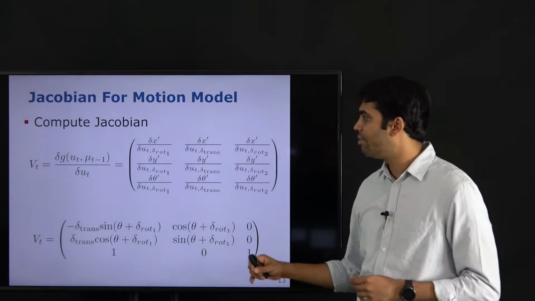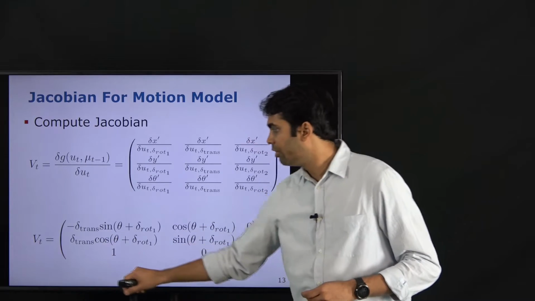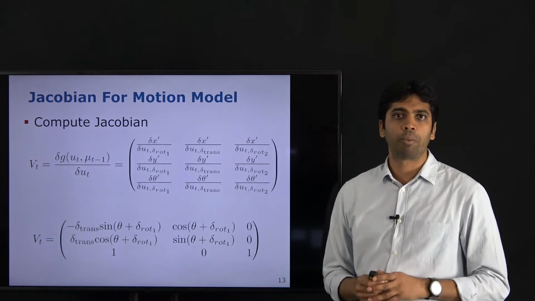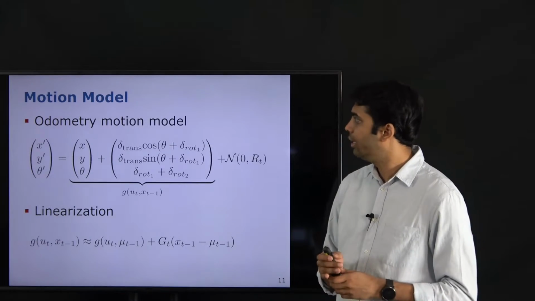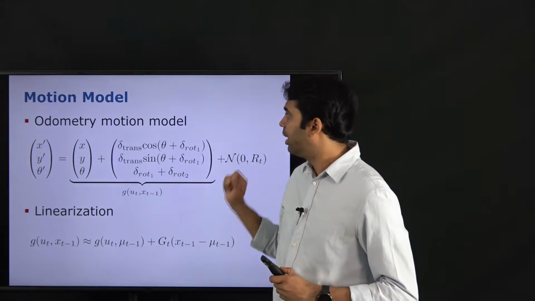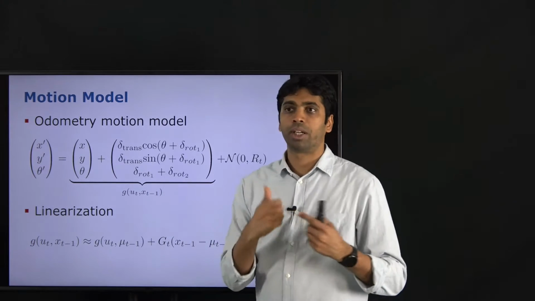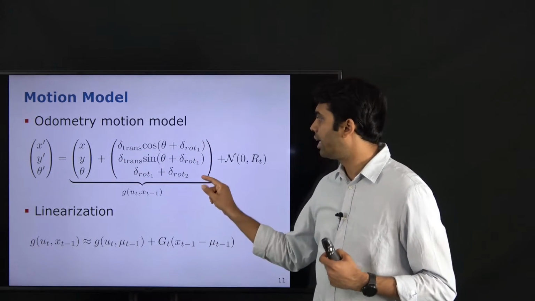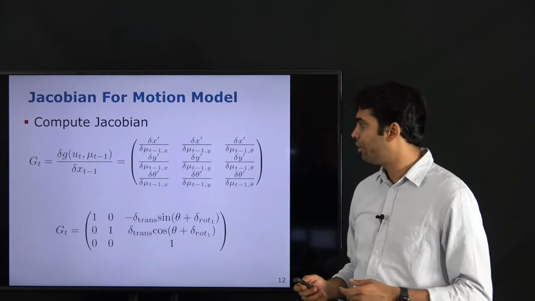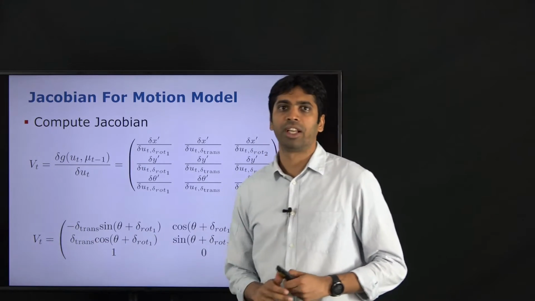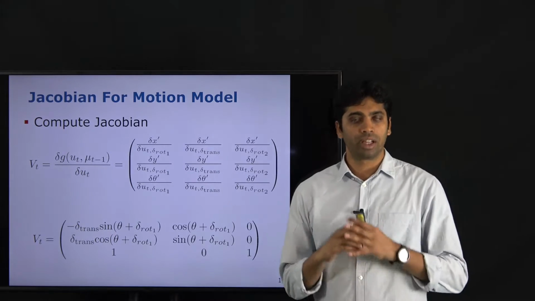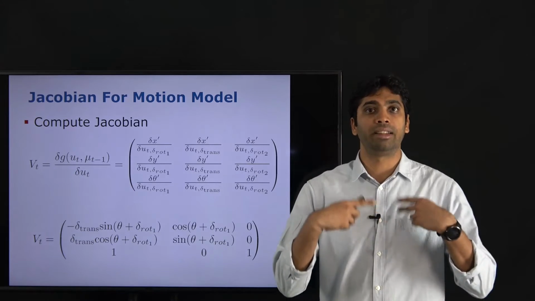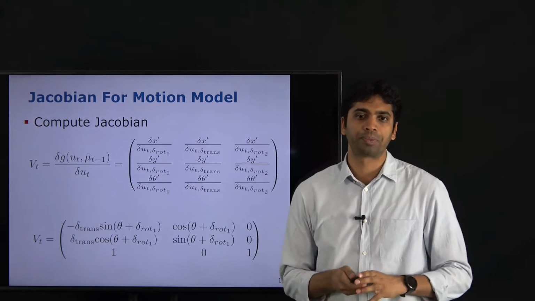And if we do the same exercise as before, we end up with this matrix here. It's exactly the same operations: take your g_t, and then take the derivative with respect to the unknowns, in this case delta translation, delta rotation 1, and delta rotation 2. And you would end up with the matrix V_t as we have seen here. So now we have seen the nonlinear model for the motion, and we've also seen the linearized versions of these models.